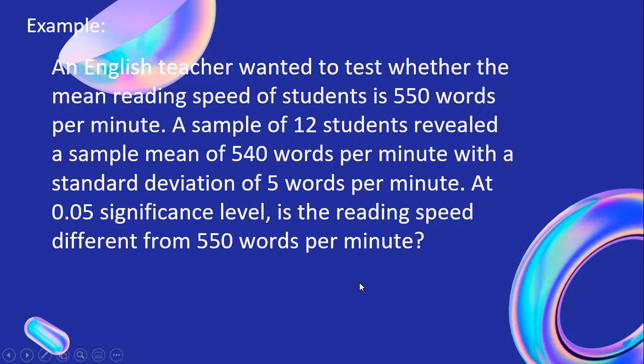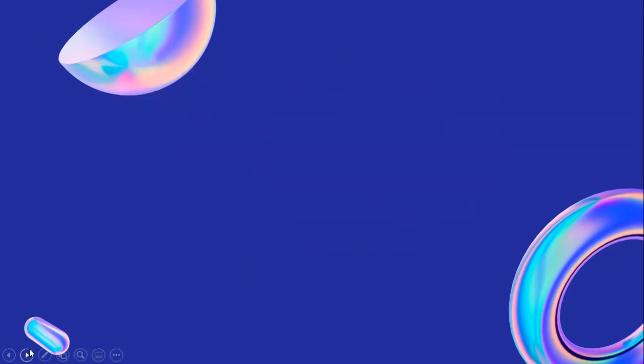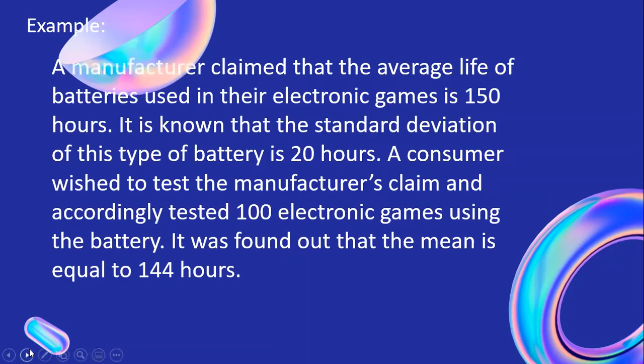And for our last example, a manufacturer claimed that the average life of batteries used in their electronic games is 150 hours. It is known that the standard deviation of this type of battery is 20 hours. A consumer wished to test the manufacturer's claim and accordingly tested 100 electronic games using the battery. So it was found out that the mean is equal to 144 hours.